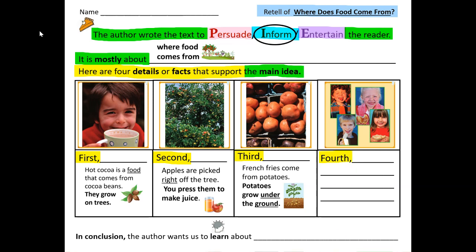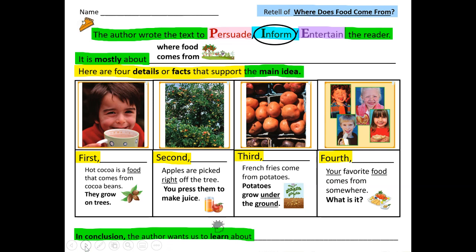Fourth, so what is your favorite food and where does it come from? So you could say, my favorite food is, it comes from. Well, your favorite food comes from somewhere. What is it? I'll share with you my favorite food is ice cream, and it comes from milk. And milk comes from cows. Unless you can't have cow milk, you could have soy milk or almond milk, and you could make ice cream out of different types of milk.